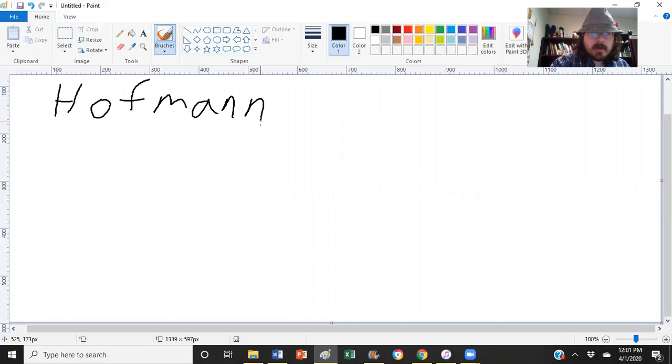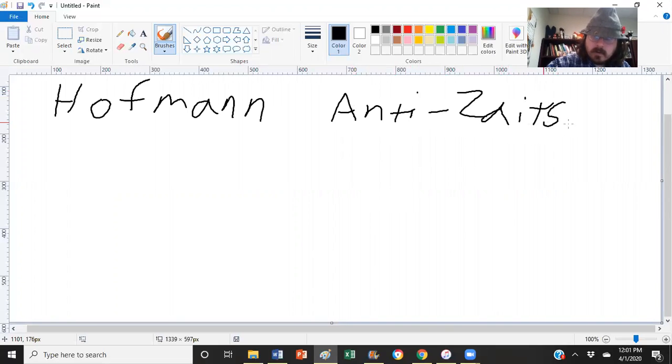Now, when we do this, Hofmann elimination is going to be anti-Zaitsev's rule. Remember, Zaitsev's rule is one where we try to make the most substituted alkene. So this is going to work opposite from that. It's a loss via an E2 mechanism. Remember, E2 is the leaving group leaves and we form an alkene, rather than an SN2.